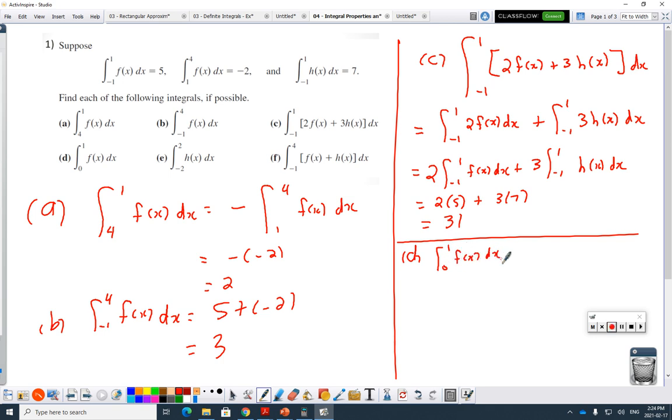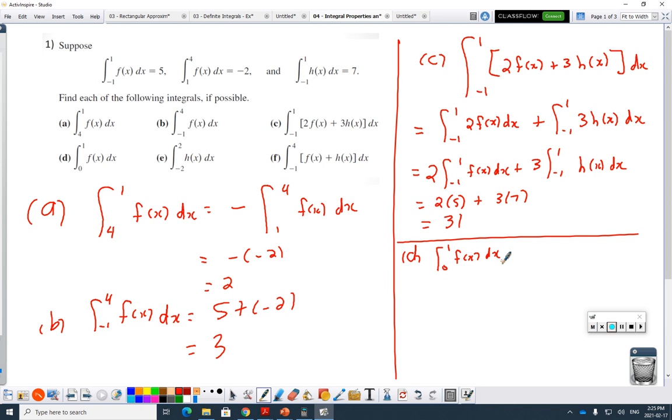Then they want 0 to 1. And I want to reread the question for you to prepare you for this type of question. For each of the following integrals, find each of the following integrals if possible. 0 to 1, there's no way to break this up into 0 to 1. We might want it to be half of this one. Negative 1 to 1, half should be 0 to 1.